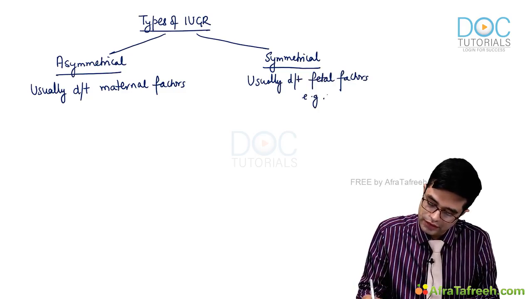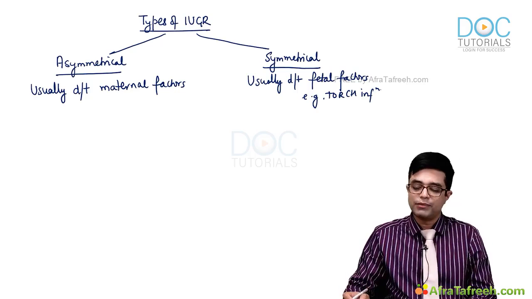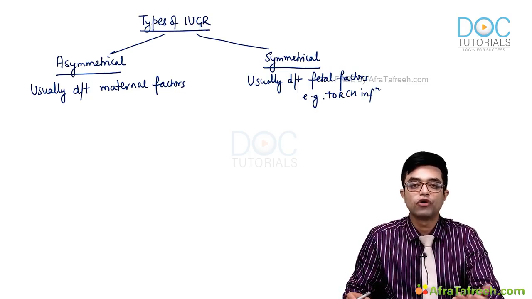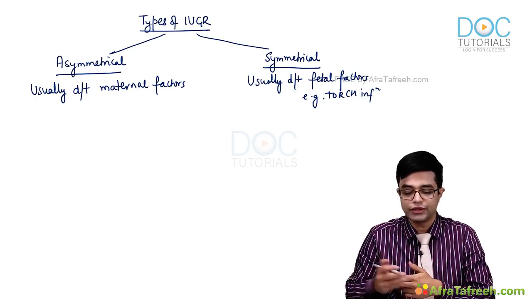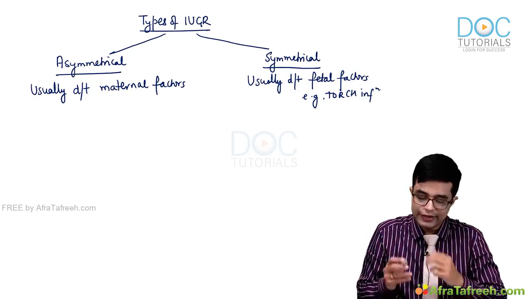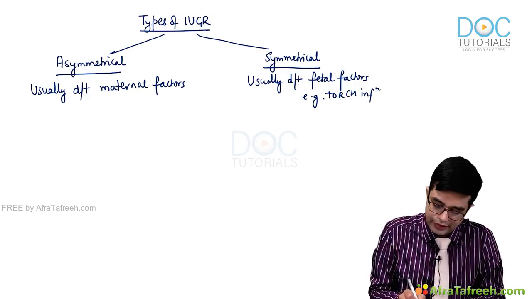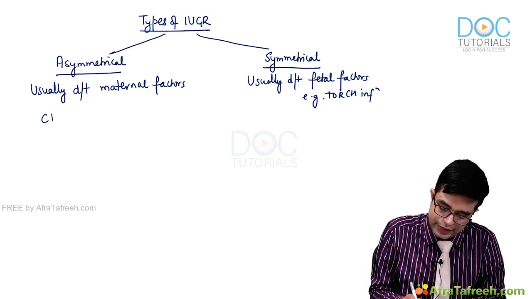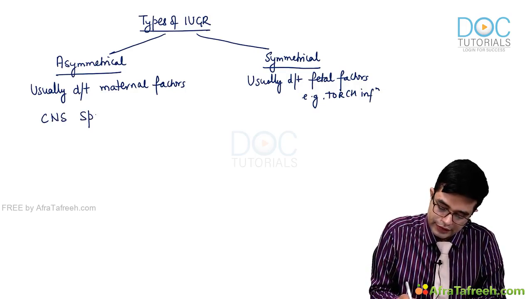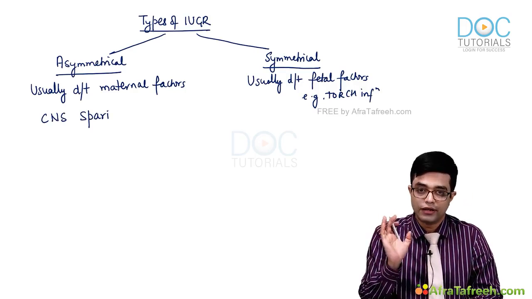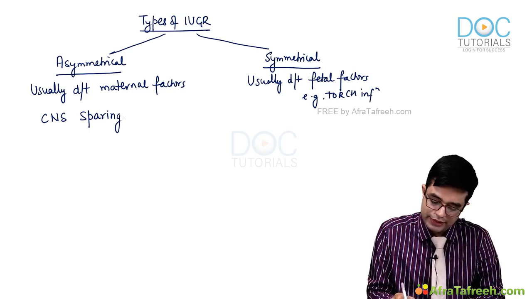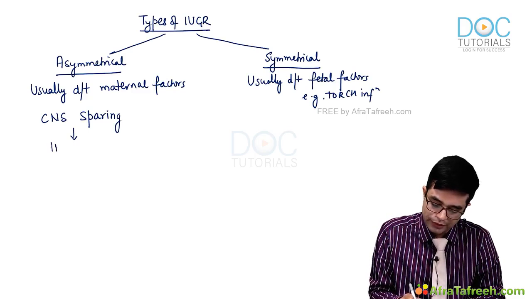For example, TORCH infection. So if an MCQ asks you which type of IUGR will be seen in congenital rubella, the answer will be symmetrical IUGR, right? Because it is associated with fetal factors. In asymmetrical IUGR, there is CNS sparing. CNS sparing means the CNS remains fine, so the head grows normally.